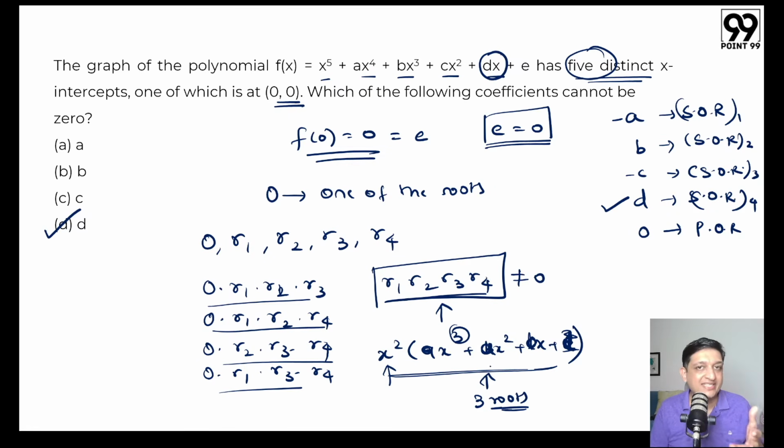If all of them are distinct, fine, but these 2 roots will have to be equal, which is not possible because there are 5 distinct x-intercepts, which means there are 5 distinct roots that are present. That is why I cannot have D being equal to 0. If D is equal to 0, then I will have 2 roots that are going to be equal to 0, which is not going to be possible in this context.